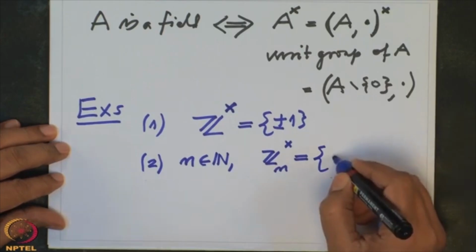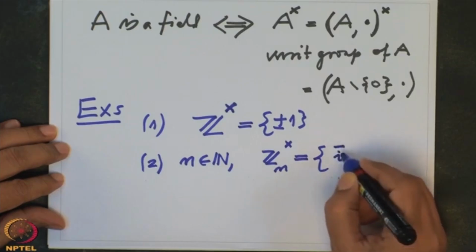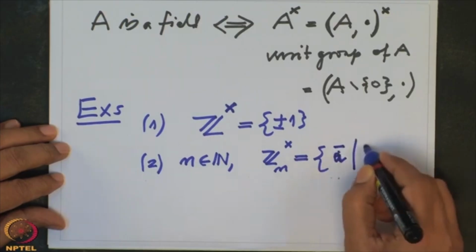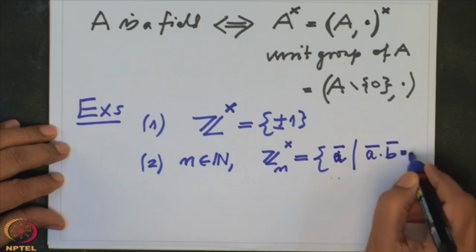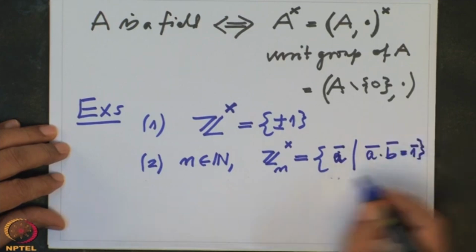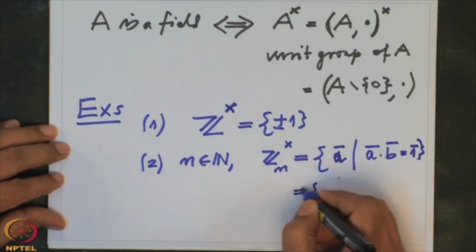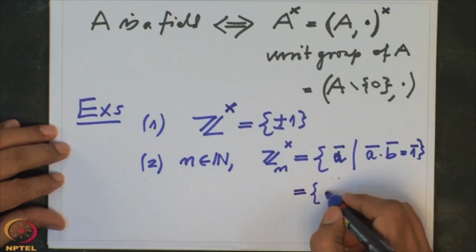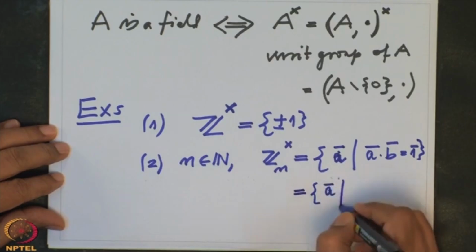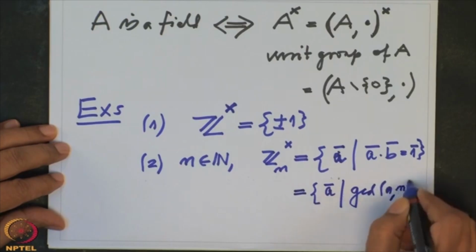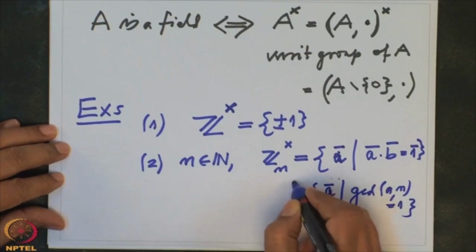These are precisely all those remainders, let me call it A bar, such that A bar times B bar is 1 bar. But you will easily see that you can identify this set as all those A bar such that GCD of A and n is 1. I want you to check this.